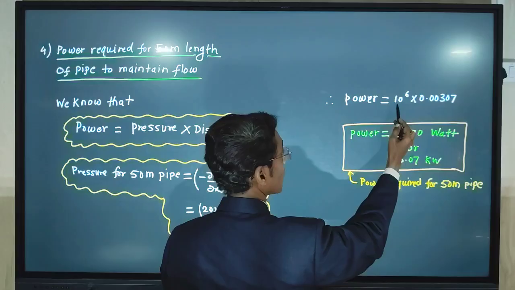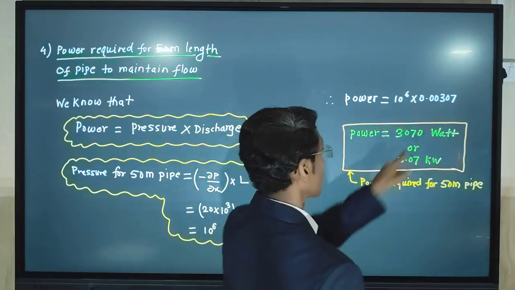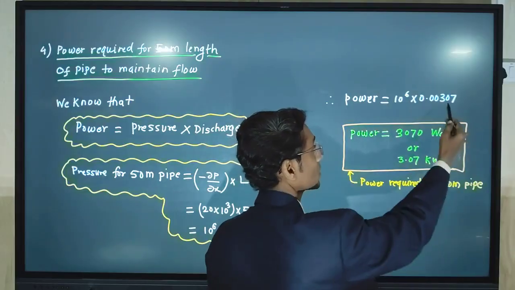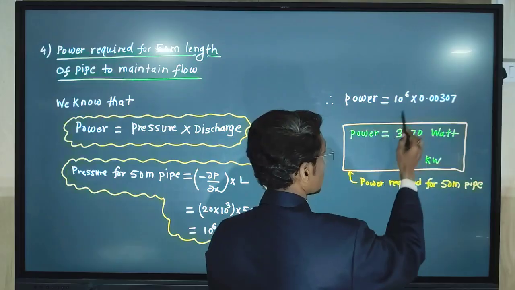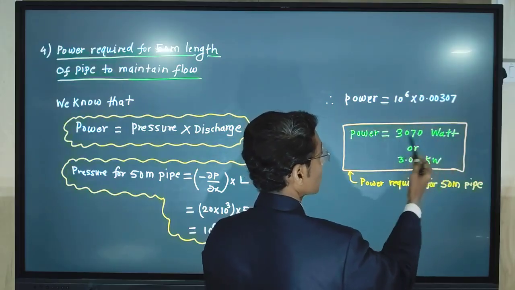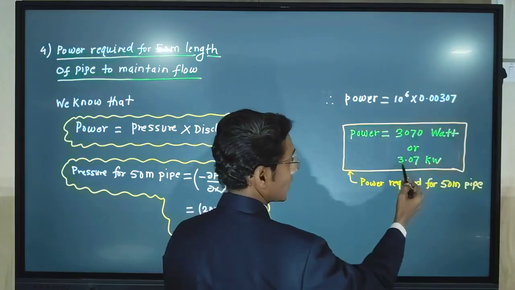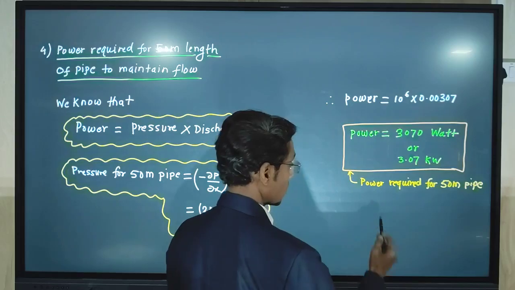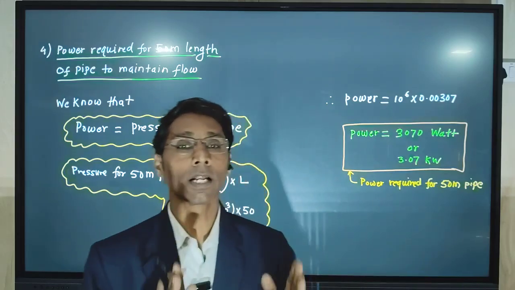Then this we use here in the calculation of power. So power is equal to value of pressure and value of discharge in meter cube per second, which is calculated in previous slides. So after the calculation, we get the answer for power in watt. We can mention this power in kilowatt also. So this is what power required for 50 meter length of pipe.